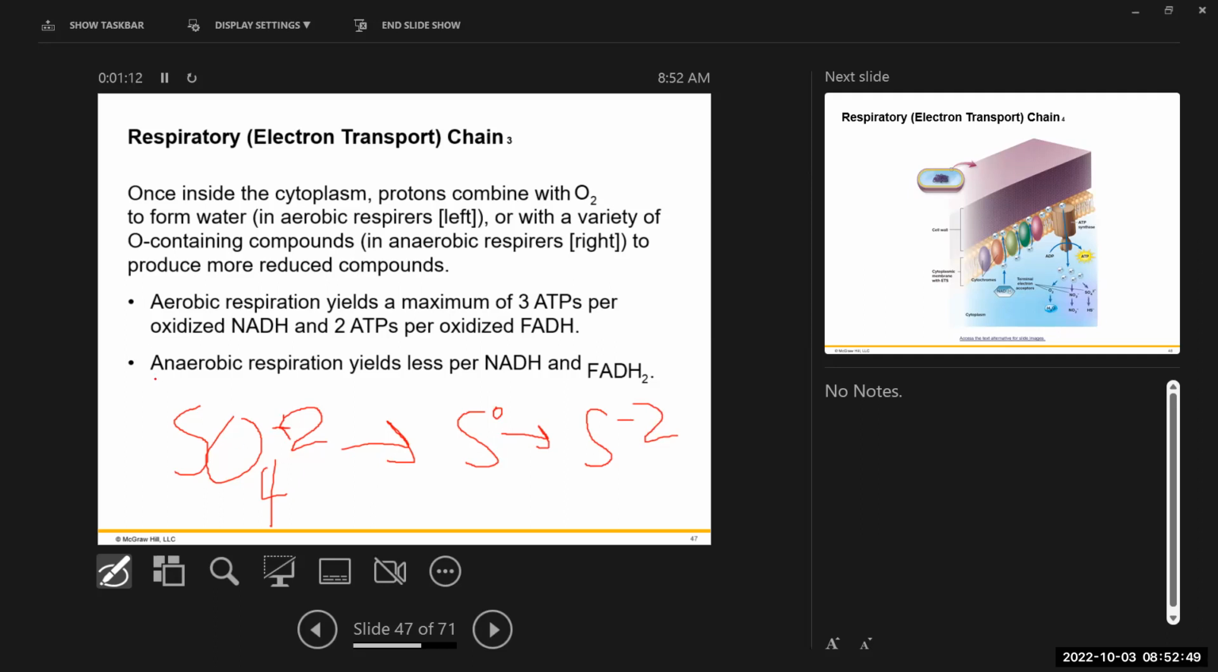Those are examples of anaerobic respiration. Nitrate reduction to either nitrite or nitrogen gas, or sulfate reduction, SO4 -2, you reduce that to either elemental sulfur or to sulfide.